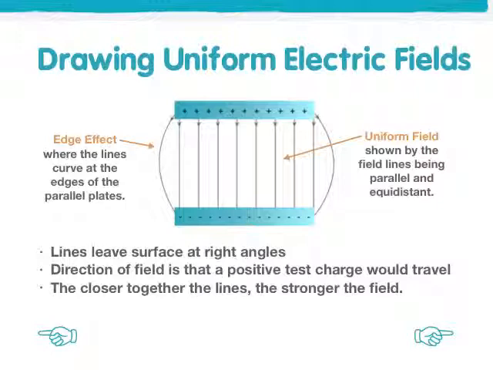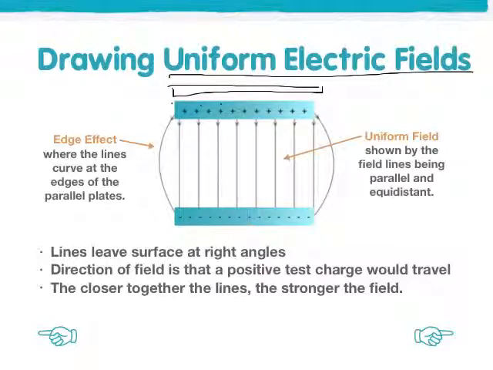The second very important situation is when you have a uniform electric field. That means that the charges are on plates that are regularly distributed in their charge. That means that no area on this plate is more positive than any other, and no part of this negative plate is any more negative than any other. So we call it a uniform field.